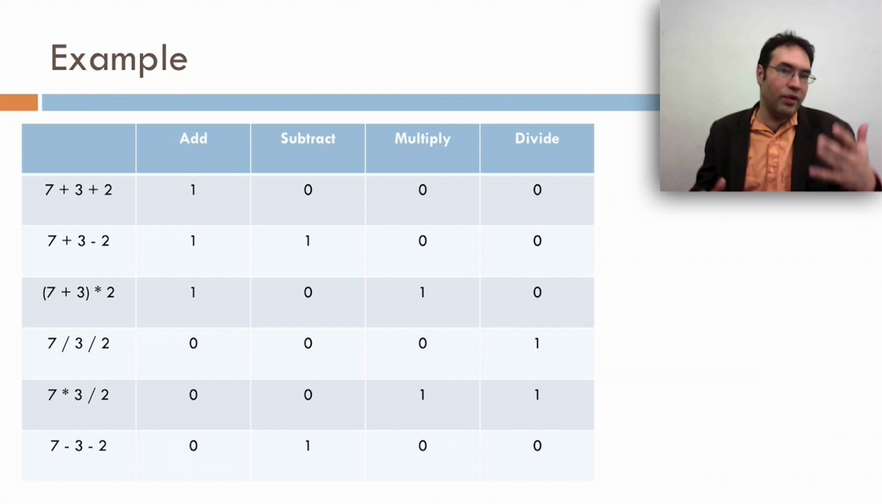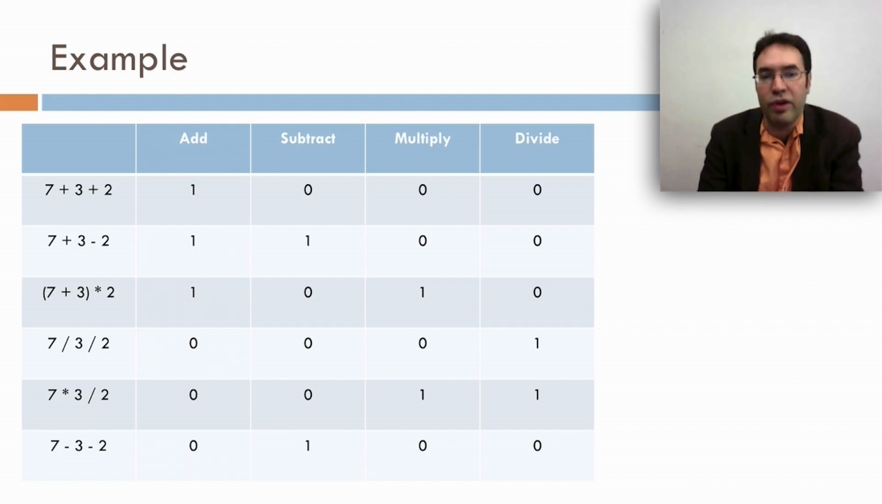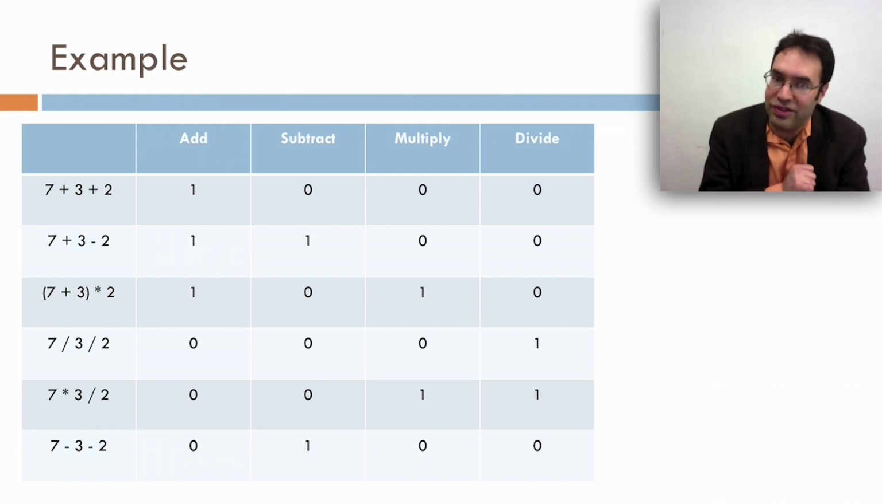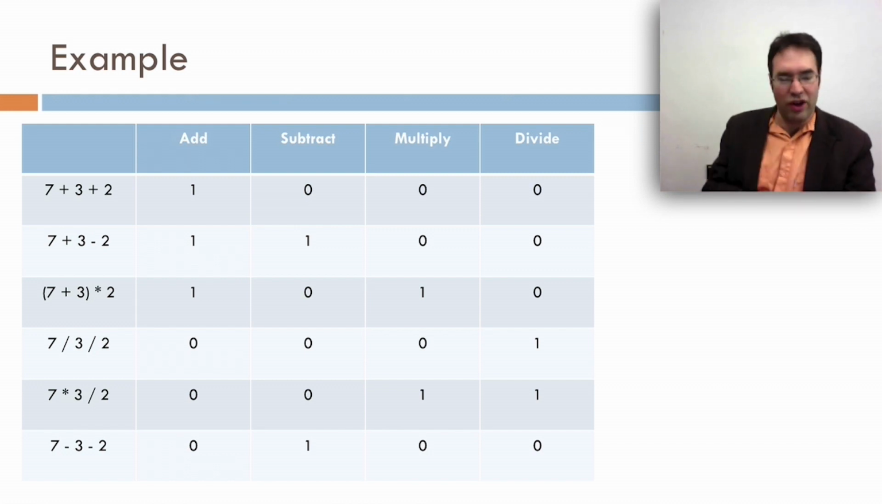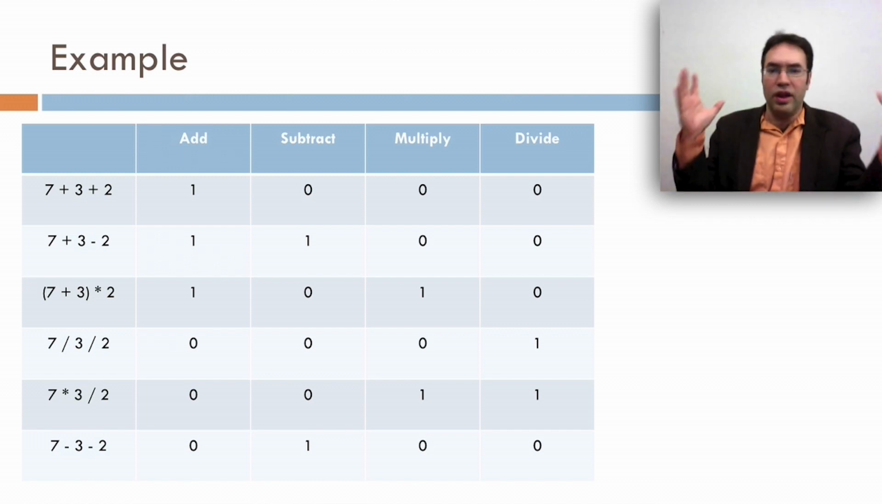So let's take an example. Let's say that these are your items and these are your skills. So 7 plus 3 plus 2 involves addition, but not subtraction, multiplication, or division. 7 plus 3 minus 2 involves addition and subtraction. 7 plus 3 times 2 involves addition and multiplication. And you could say there are other skills involved here too, like order of operations, but that's not in this set.